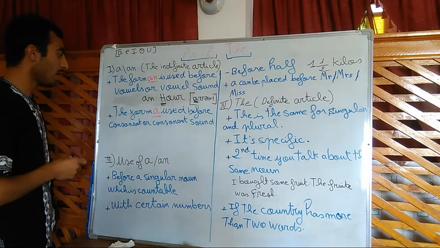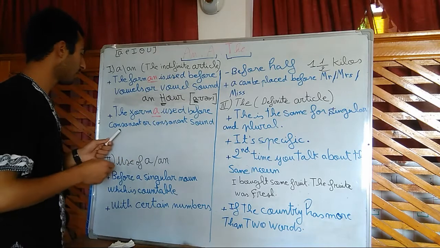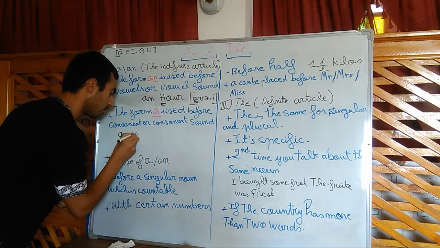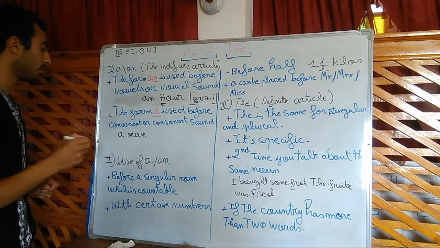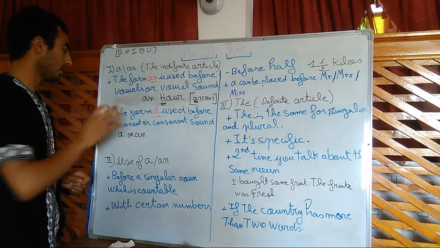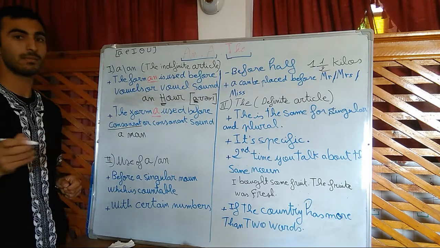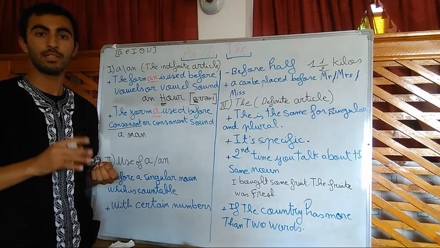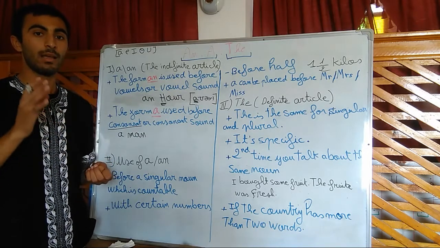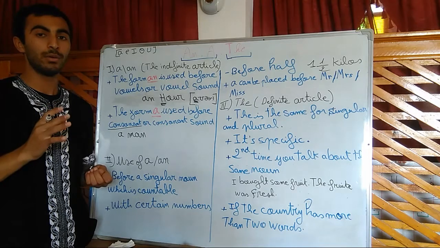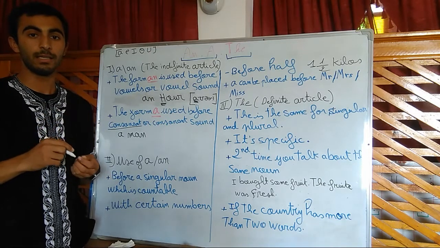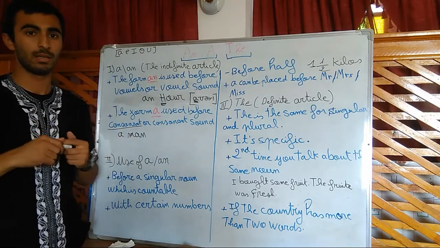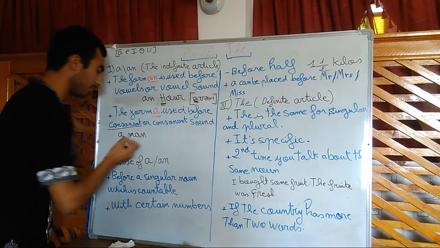Now we move to another usage. The form a is used before a consonant. For example, a man. Here we have another thing: before that, you should know what the consonants are. Consonants are 21: B, C, D, F, G, H, J, K, L, M, N, P, Q, R, S, T, V, W, X, Y, and Z. These are the 21 consonants.